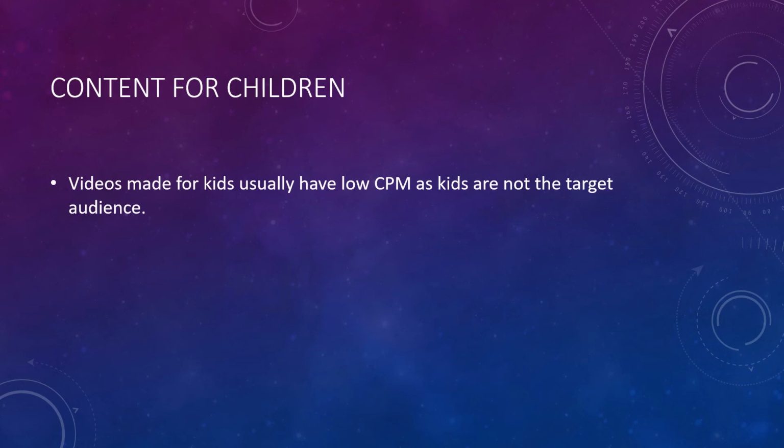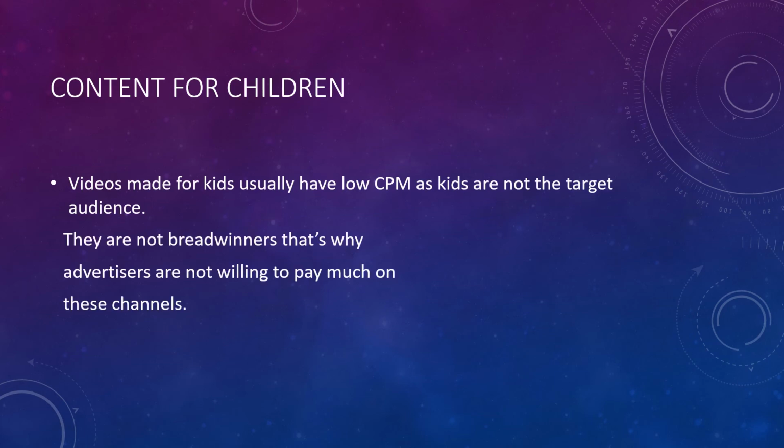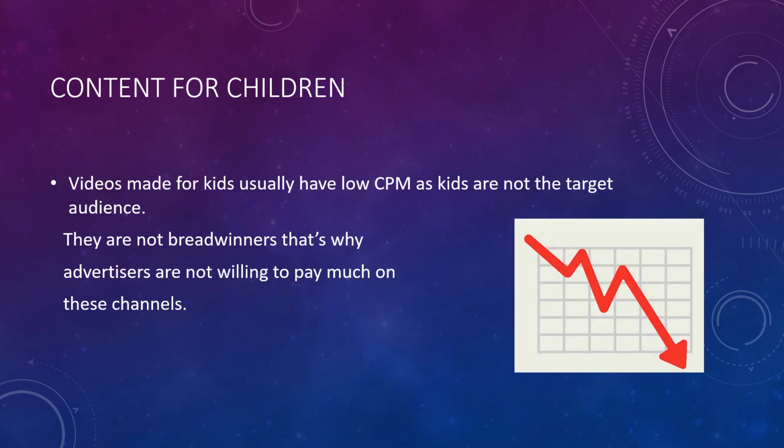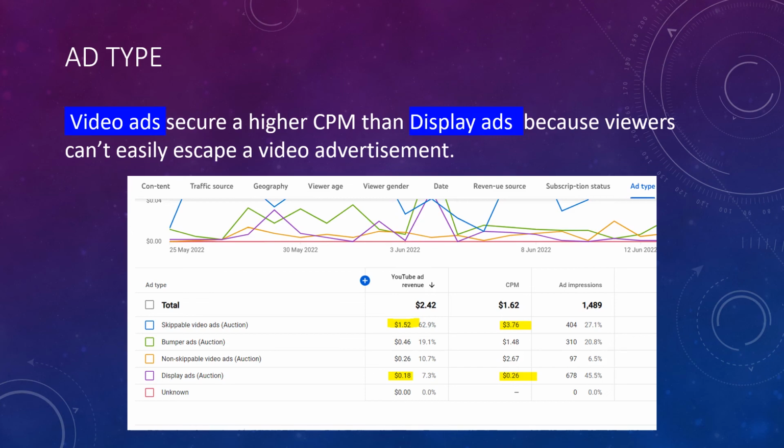Content for children. Videos made for kids usually have low CPM, as kids are not the target audience. They are not breadwinners, that's why advertisers are not willing to pay much on these channels. Ad types. Video ads secure a higher CPM than display ads, because viewers can't easily escape a video advertisement.